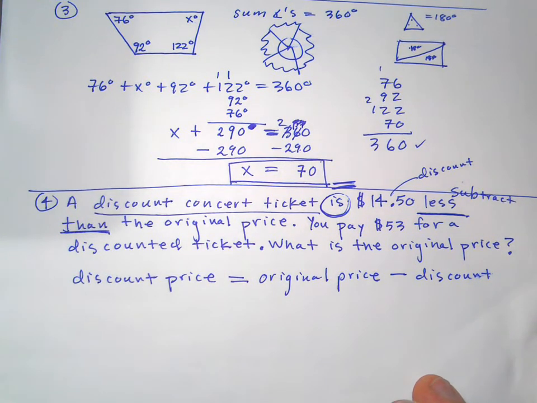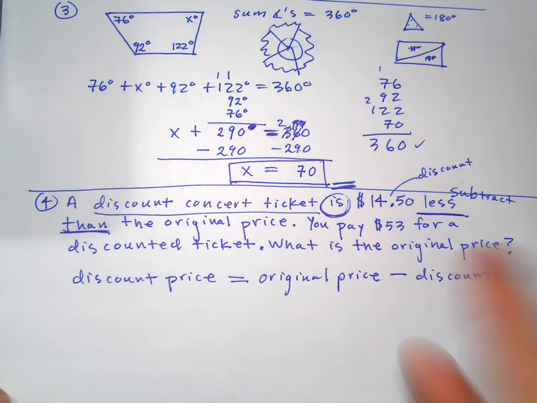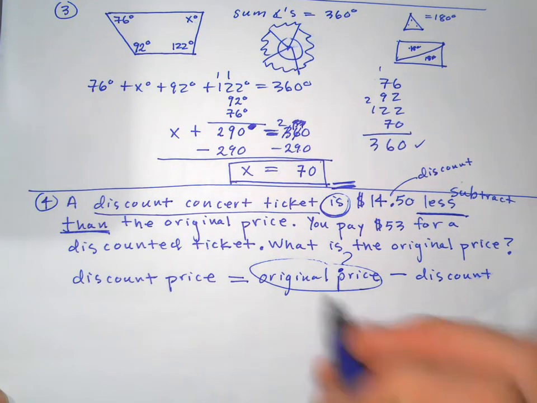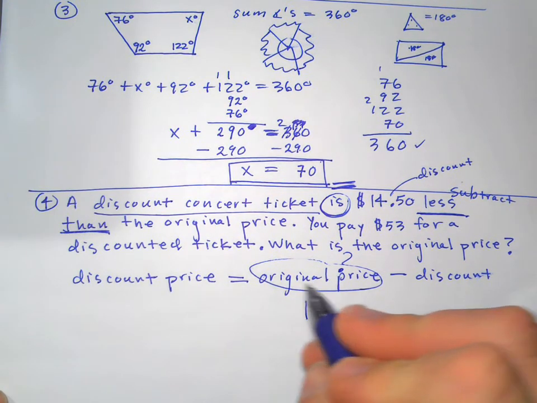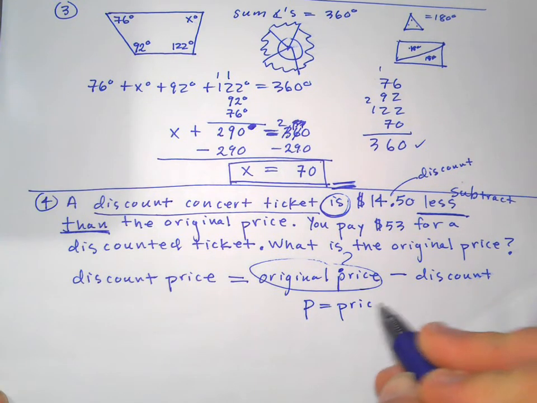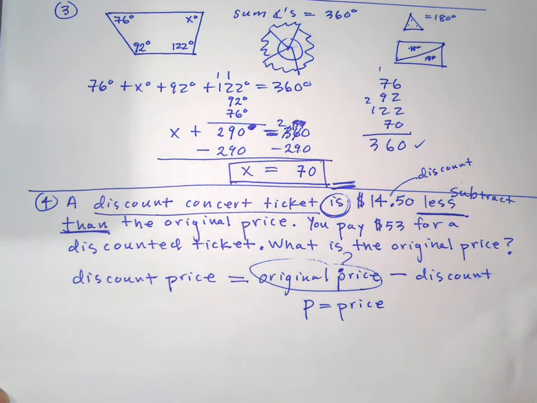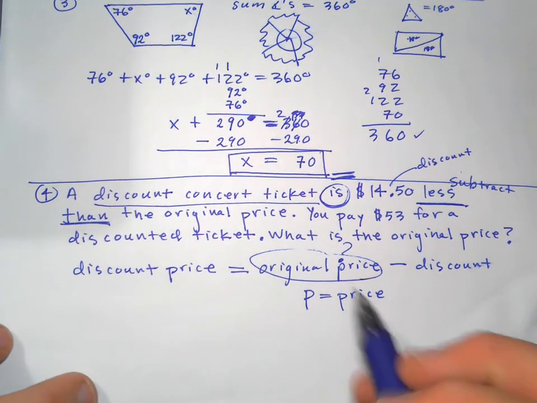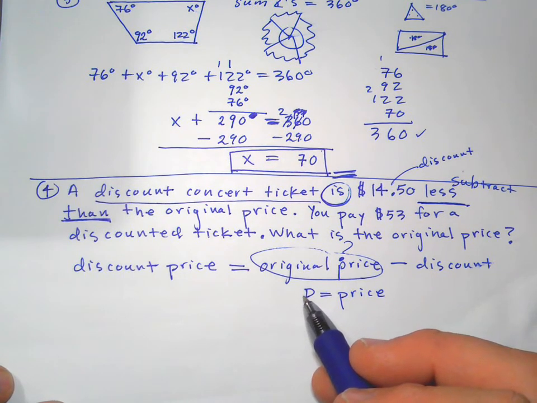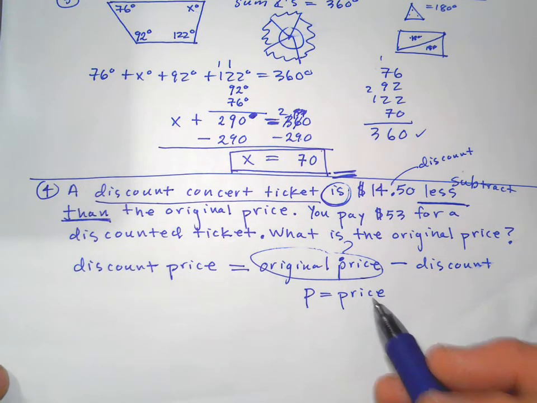Now we should probably create a variable for the thing we're looking for. It says, what was the original price? This is the thing that we're looking for right here. So I'm going to create a variable so I don't have to write that word all the time. I'm going to use P for price. If you want to use a different letter, fine. But it's good to define it. If it's not already defined in the problem, it's good to show which letter you decided to use and what it stands for.